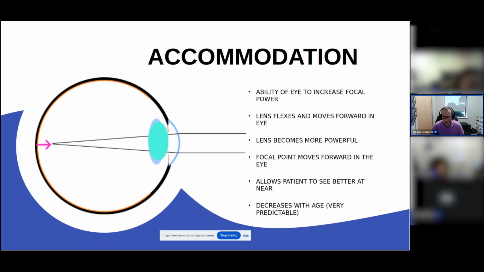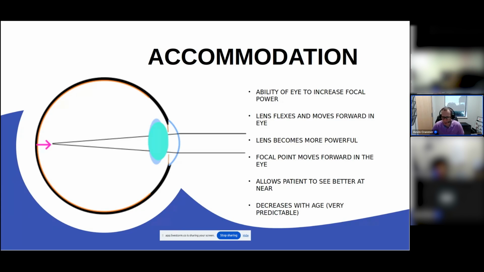The ciliary muscle relaxes or squeezes and relaxes the lens so that the lens becomes fatter, and it also moves forward in the eye, and that increases the optical power and it moves the focal point forward. And the reason that we have this is so that we can look at near targets. So this accommodation decreases with age, but in a young person, you can move the focal point forward in the eye. And this makes the eye not like a fixed focus camera, but more like a variable focus camera.